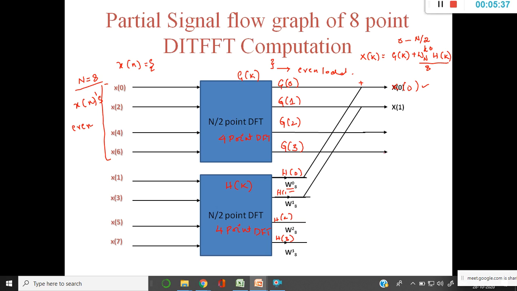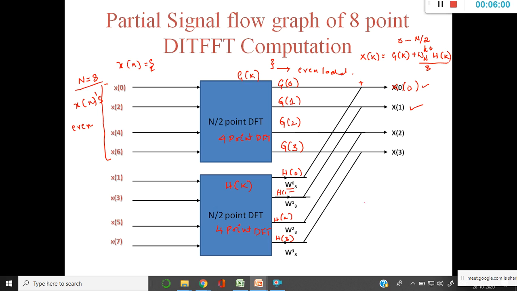Next, the x of 1 signal is obtained the same way: W 8 to the power of 1, since the k value is 1, multiplied with h of 1, followed by adding g of 1. Similarly, I calculate x of 2 and x of 3.